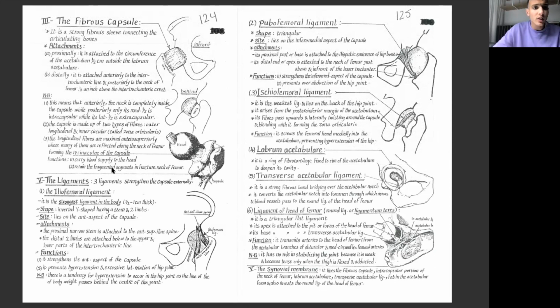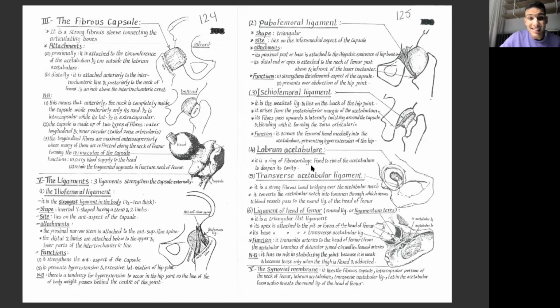You can just read ahead, but I want to move on. There are three ligaments strengthening the capsule externally. You have the iliofemoral ligament. We discussed this already in the video, and where it attaches. You can also read about it. It's very important to know. The pubofemoral ligament, same thing, and the ischiofemoral ligament.